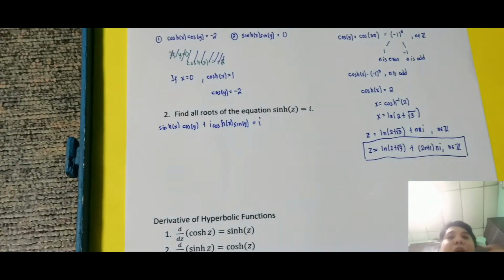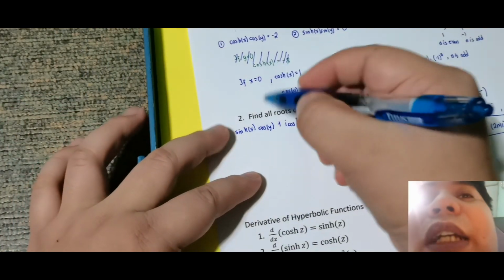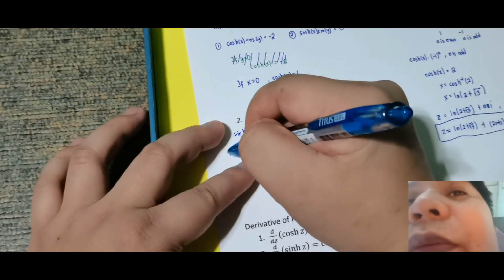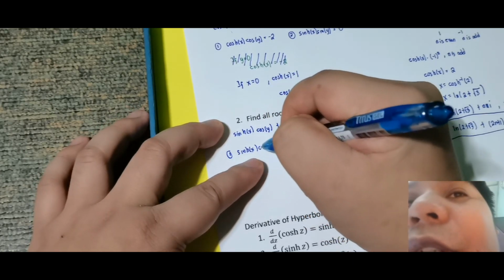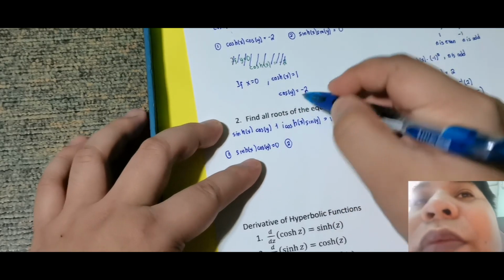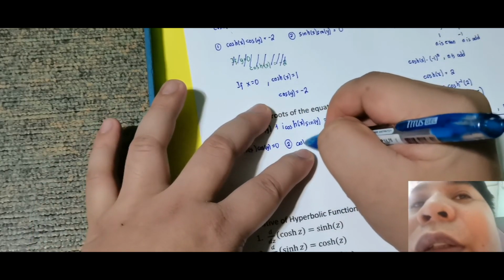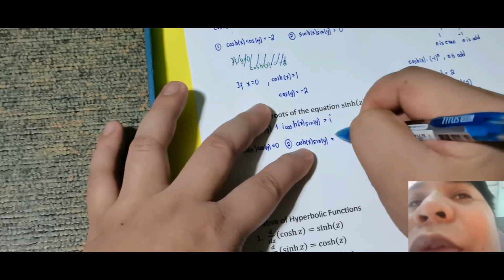Okay, so ito yung pinagkaiba: yung real part dito ay 0. Tandaan niyo, equate natin yung real part sa real part, imaginary part sa imaginary part. So equation 1, we have sinh x cos y is equal to 0. Equation 2, cosh x sin y is equal to 1.